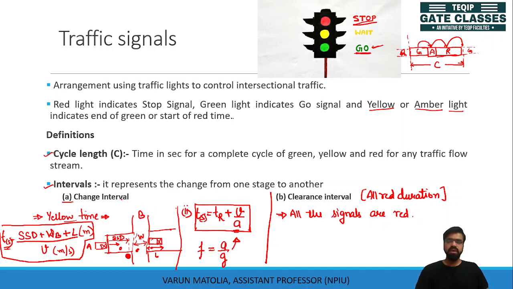So these are the two intervals. One is change interval, that is yellow time. The other is clearance interval, that is all red time. If you see this diagram, you can denote this period as all red. This is red for you, but also this is red for other directions. This red duration will allow you to clear off from the intersection.